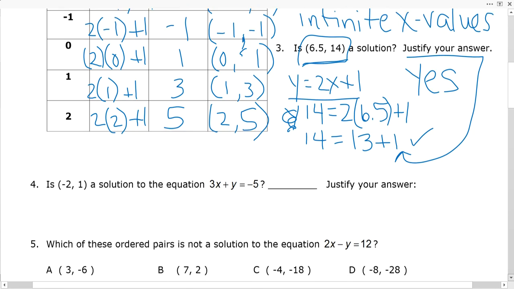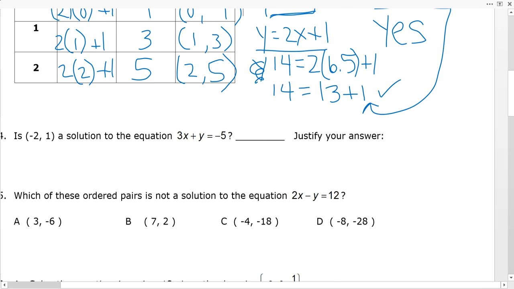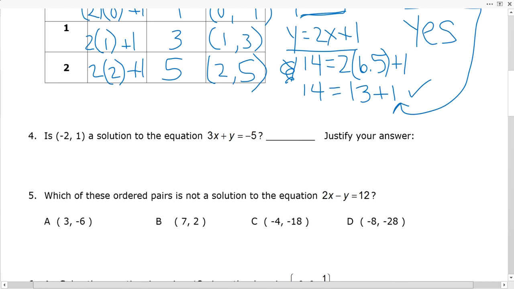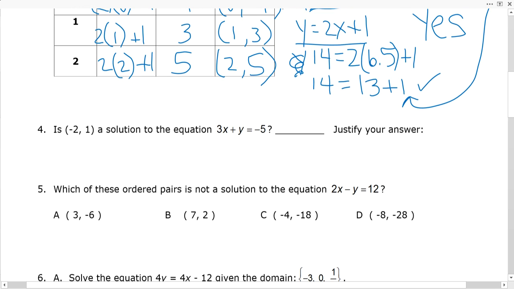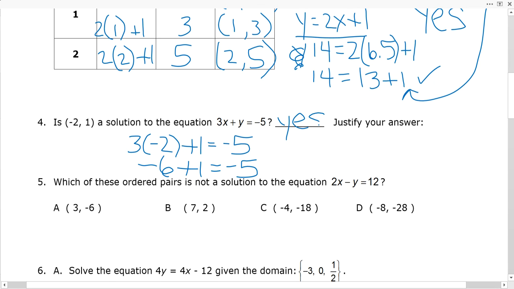Okay, so all we're doing is substituting in values for x and y. So let's take 3x plus y equals -5. Let's put in 3 times -2 plus 1 equals -5. 3 times -2 is -6, plus 1 equals -5. Yes, that is true. We justified our answer right here. So that's showing my work.